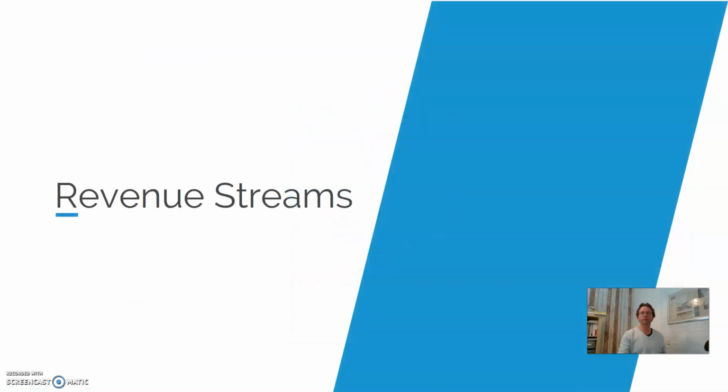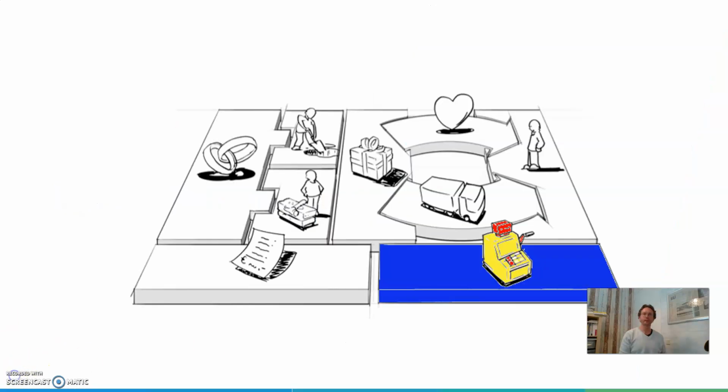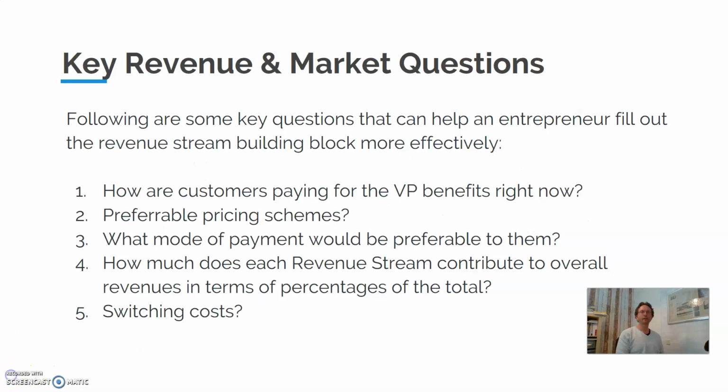Let's first have a look at revenue streams. Revenue stream represents the way your company generates money from each customer segment. The right questions to be asked on this building block are: how are customers paying for the value proposition benefits right now? What are their preferable pricing schemes? What mode of payment would be preferable to them? How much does your revenue stream contribute to the overall revenue? And are there any switching costs? So how easily would they transfer to another solution?